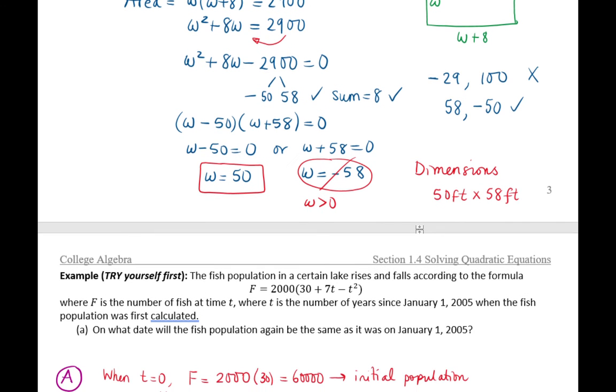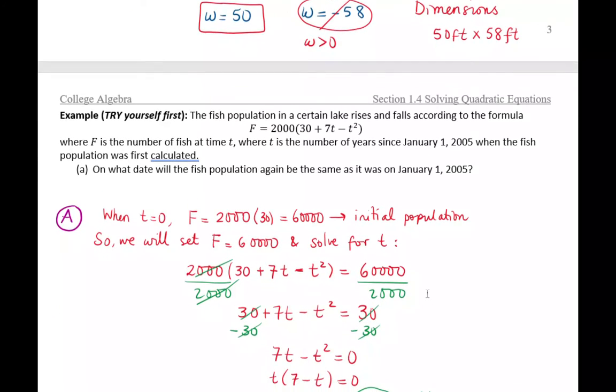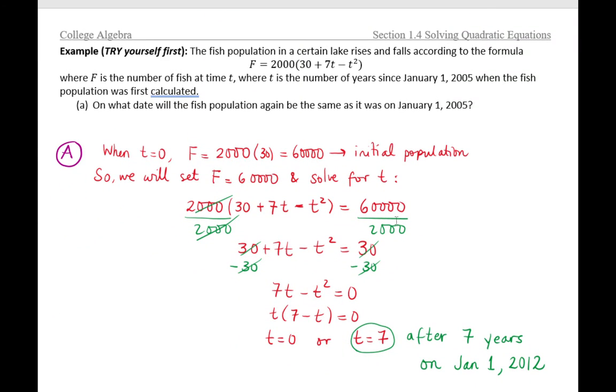Okay. Now, initial population is 60,000, so I need to set that equation equal to 60,000, folks. If you set it equal to 60,000, this 30 and 2,000 will cancel. You can first divide both sides by 2,000. The 30 and 30 will cancel. So you got t equals 0 or t equals 7. It's so beautiful because t equals 0 means the initial value. We already know that the initial population is 60,000. It says after 7 years, 2012, the population will be the same as the initial value, which is 60,000. It was a nice problem.